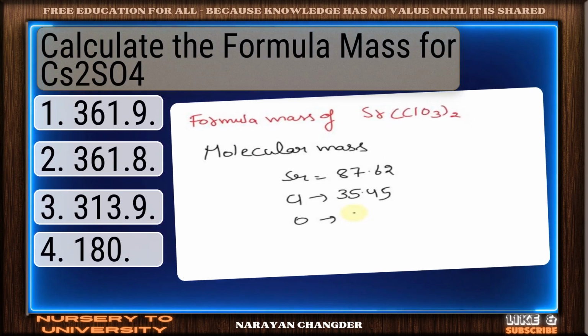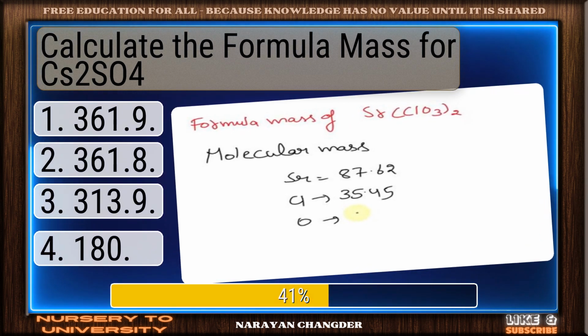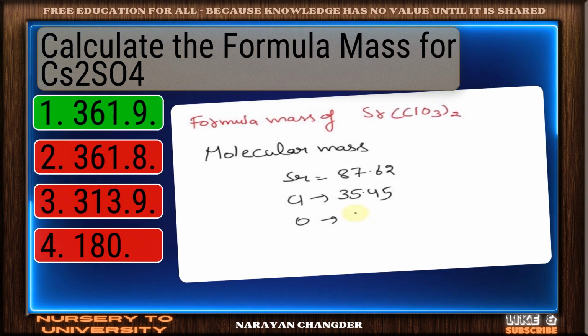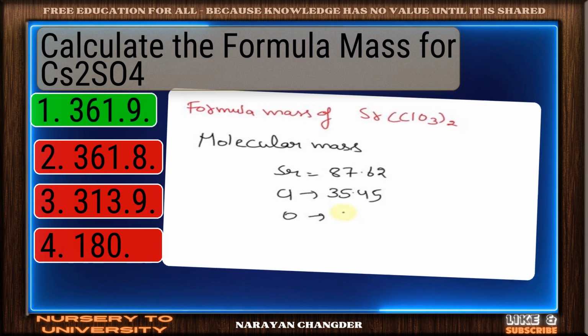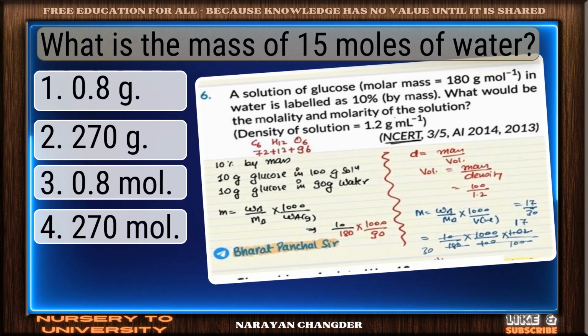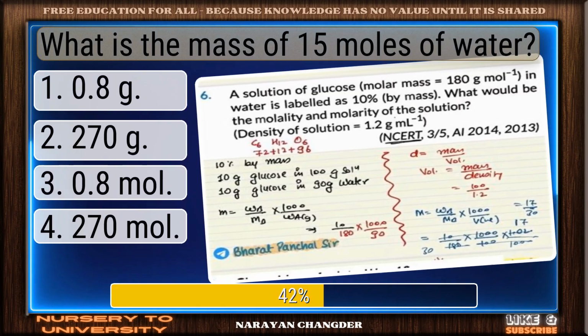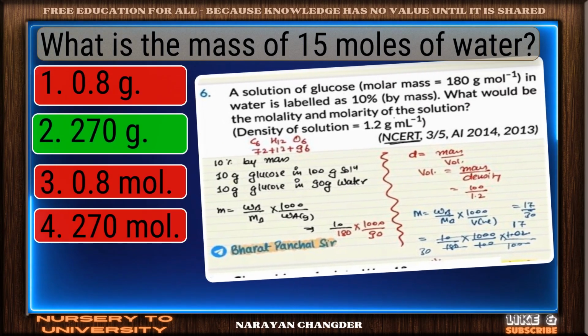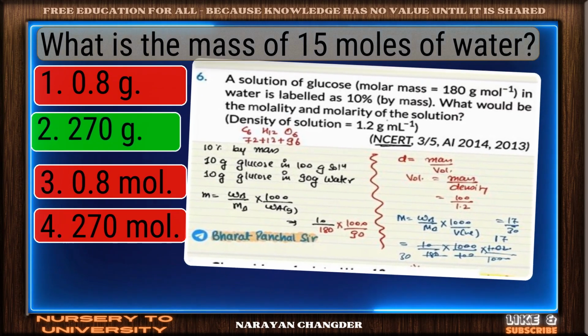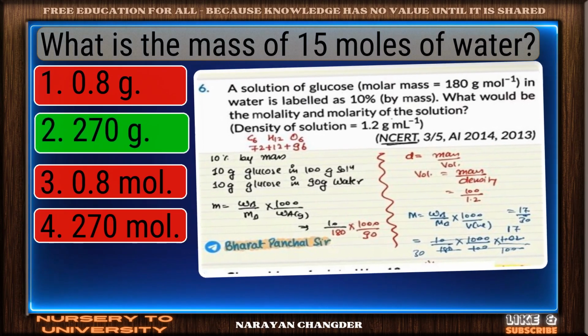Calculate the formula mass for Cs2SO4. Good thinking. 361.9 is the right answer. What is the mass of 15 moles of water? Nice selection. 270 g is the correct and valid answer.